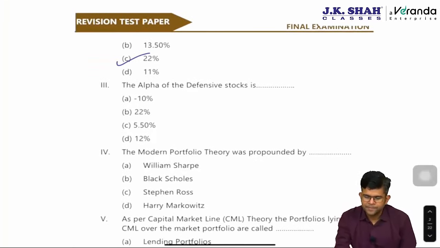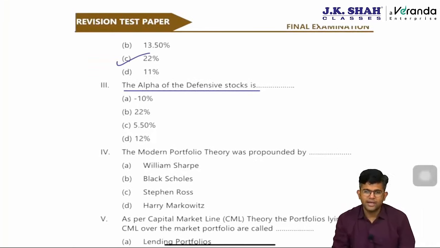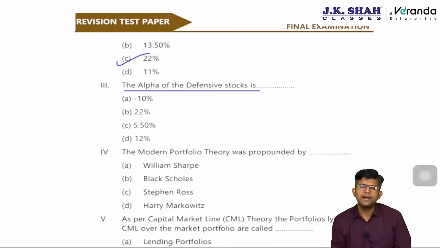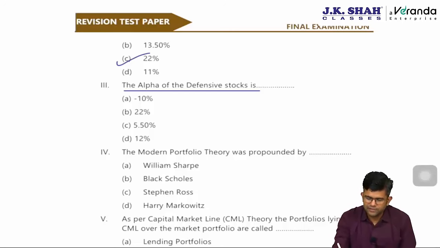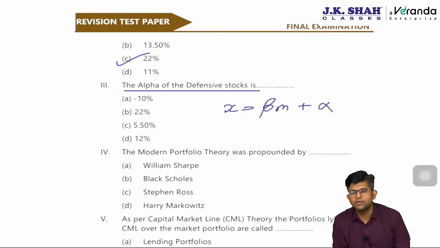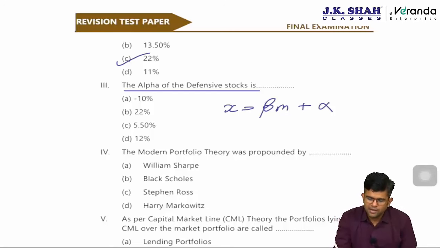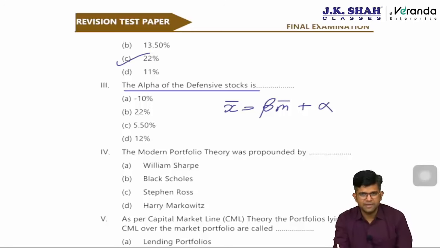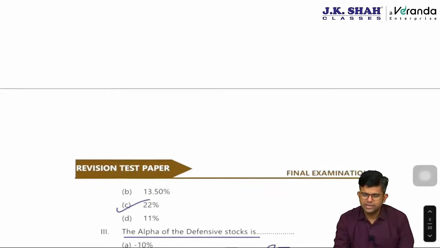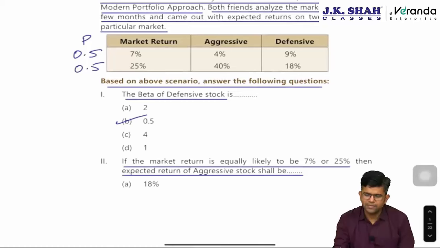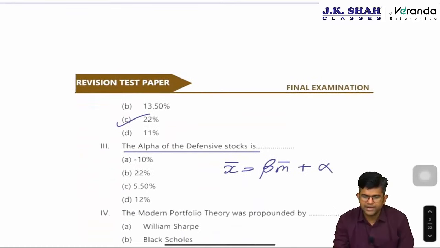22%. Next, the alpha of the defensive stock is. Now students, for the purpose of calculating alpha in portfolio management, there is this concept of Sharpe's single index model in which they teach us this equation, that x is equal to beta m plus alpha. To find alpha, we take x bar, we take m bar, we take the beta, and we find alpha as the balancing figure. Here, we are talking of which company? Defensive stock.